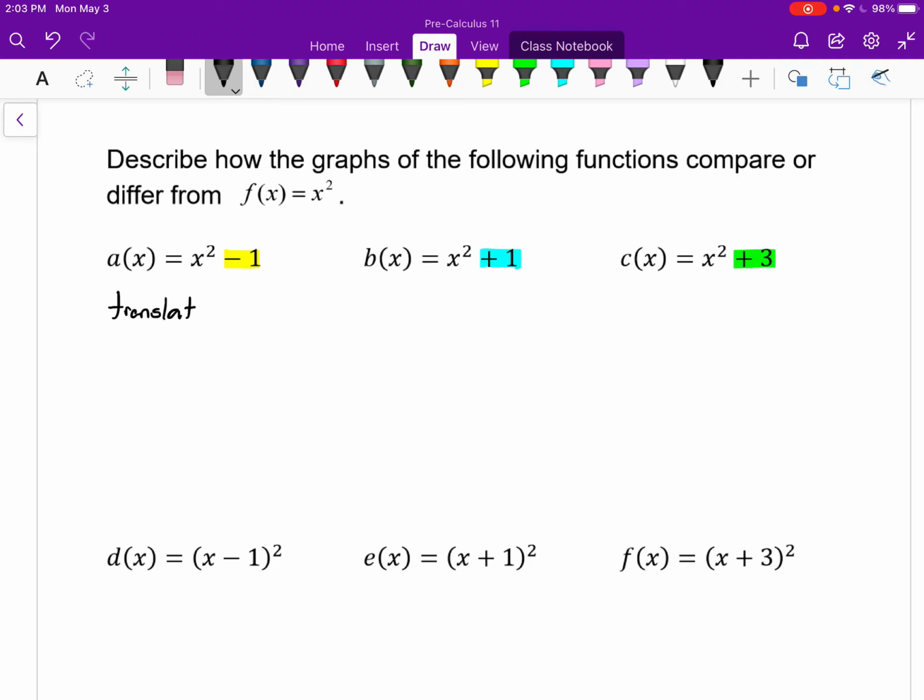You don't flip it. You don't rotate it. You don't stretch it. You just move it. Translated 1 down compared to x squared. 1 down is what I care most about. This has been translated 1 up. And this has been translated 3 up.